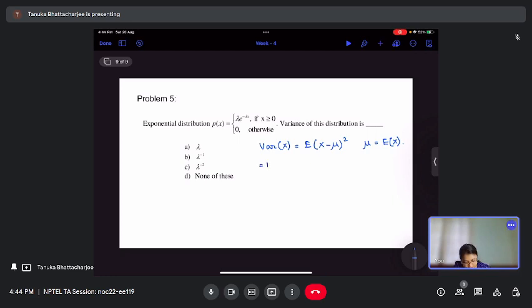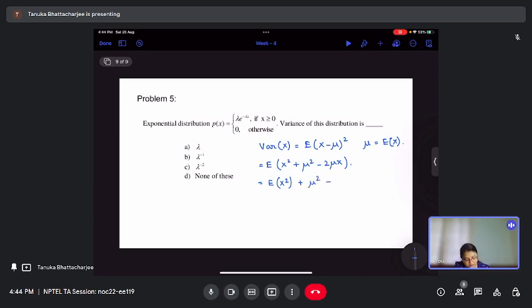So, this is simple. If you simply expand this square term, it becomes x square plus mu square minus 2 mu x. Now, if you take the expectation on each term, first term becomes expectation of x square. Then you have expectation of mu square. Mu square is already, mu is the expectation, so it has already become a scalar number. It is not a random variable anymore. So, your expectation of mu square will be equal to mu square itself.